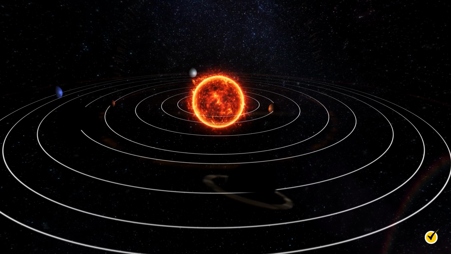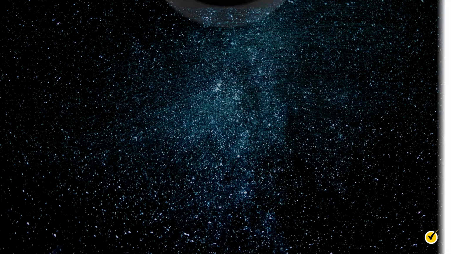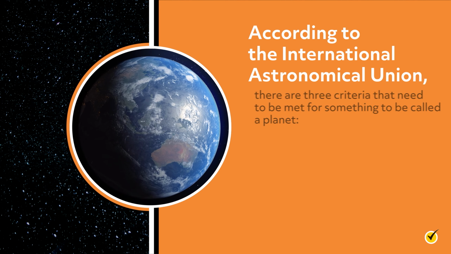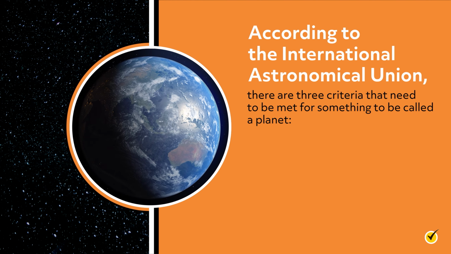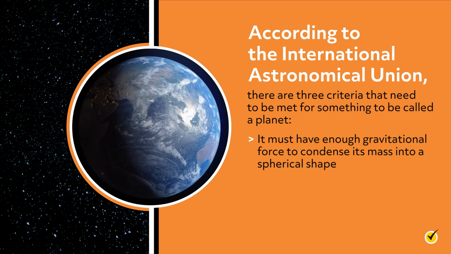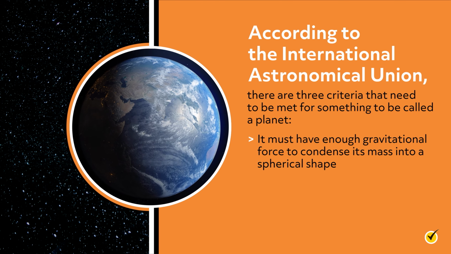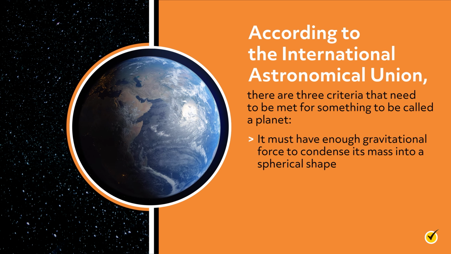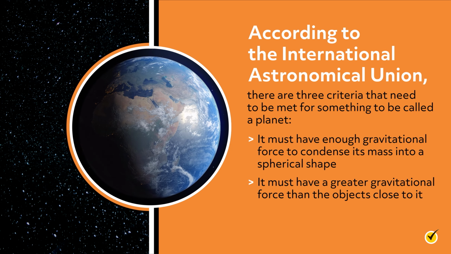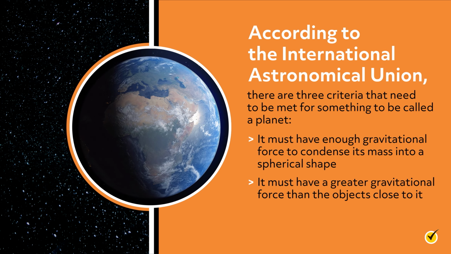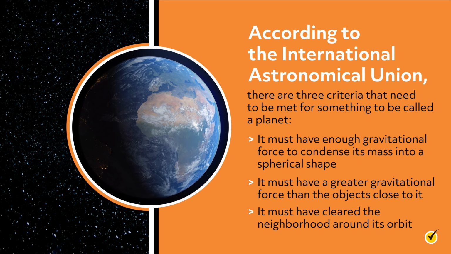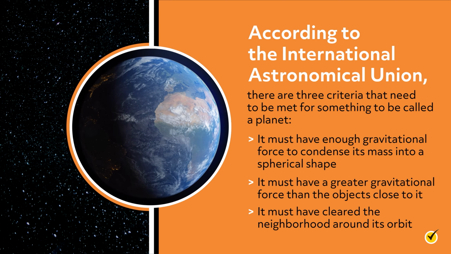Let's start with planets. According to the International Astronomical Union, there are three criteria that need to be met for something to be called a planet. First, it must have enough gravitational force to condense its mass into a spherical shape. Second, it must have a greater gravitational force than the objects close to it. And third, it must have cleared the neighborhood around its orbit.